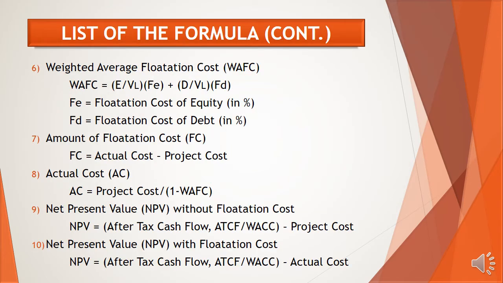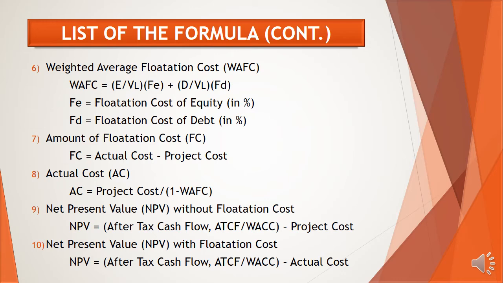Next, continue with the other formulas. Formula number 6 is regarding weighted average flotation cost, which is WAFC. The formula is equal to E, equity, divided by VL times FE, where FE represents flotation cost of equity in percentage, plus debt, which is D, divided by value of leveraged firm, which is VL, times FD. FD represents flotation cost of debt, also in percentage.